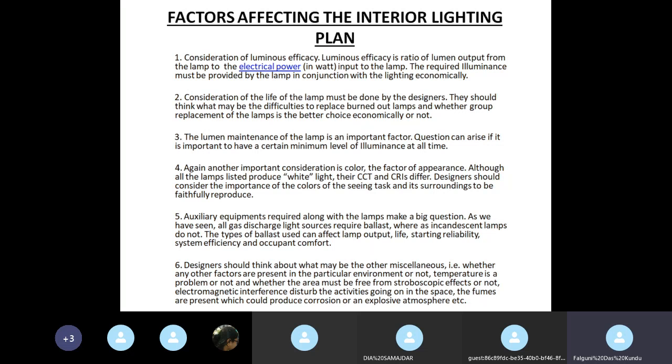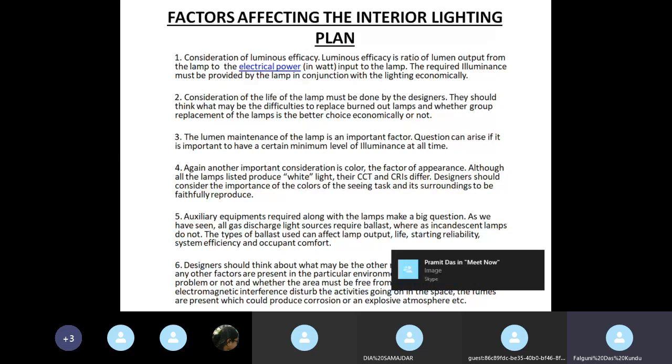Number three, the lumen maintenance of the lamp is an important factor. The question can arise whether it is important to have a certain minimum level of illuminance. That means we must have a certain minimum level of illuminance at all times. Okay.